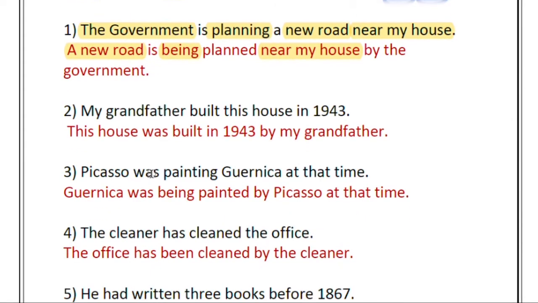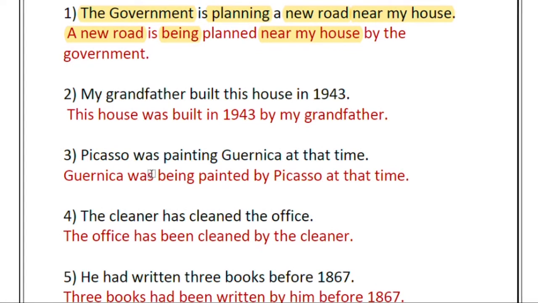Coming to sentence number 2, my father built this house in 1943. So, my father is subject, built is the verb, and this house in 1943, this is the object. So, this house comes in front. Now, built is a past tense, so it will become was built in 1943 by my father, as easy as that. Picasso was painting Guernica at that time, so Guernica was painting. So how will it change? Being will come over here. Was being painted by Picasso at that time.